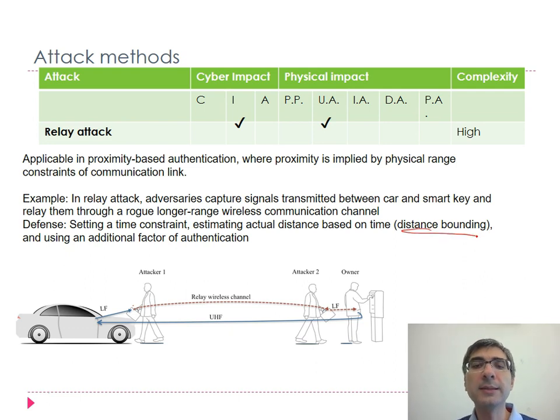Distance bounding is about estimating the actual distance based on time. How long did it take for this message to arrive? I did send it in short range. Yes, indeed, someone responded to me, but it took them longer than normal. So that's an indication that maybe we are not really within 2 meters distance. Perhaps it's a longer distance, because it should have arrived earlier. So it's a strict time constraint that mitigates the effect, that prevents this from happening.